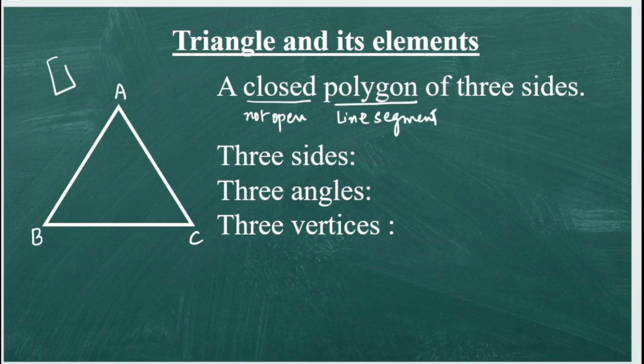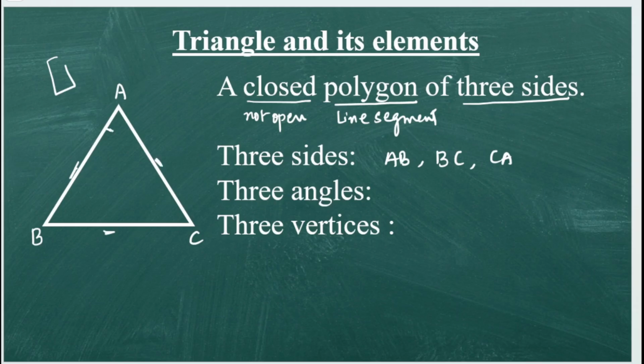Of course, a triangle has these line segments AB, BC, CA, and it has three sides. So a triangle is a closed shape made up of line segments and it has three sides. There are basically nine elements of the triangle: three sides, three angles, and three vertices. Which are the three sides? AB, BC, and CA. So these are the three sides of the triangle.